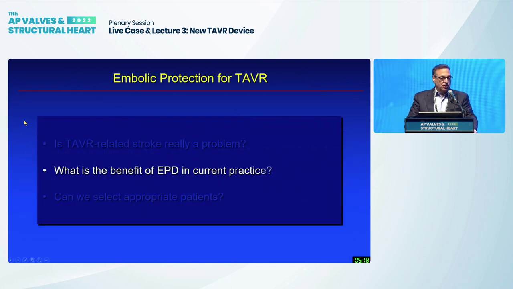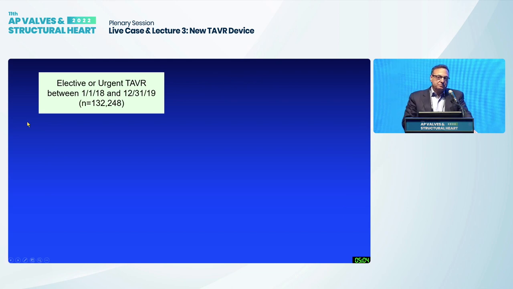So while we're waiting for that information, we have to really ask ourselves, given the randomized trials, what evidence do we have that there's benefit of embolic protection in current practice? And so a couple of years ago, before the Protected TAVR trial was even announced, we said we should look at this carefully in the TVT registry in the United States, which is the registry of all TAVR patients treated in the United States. We did a study of about 130,000 patients who underwent elective or urgent TAVR over a two-year period during which the Sentinel device was approved.